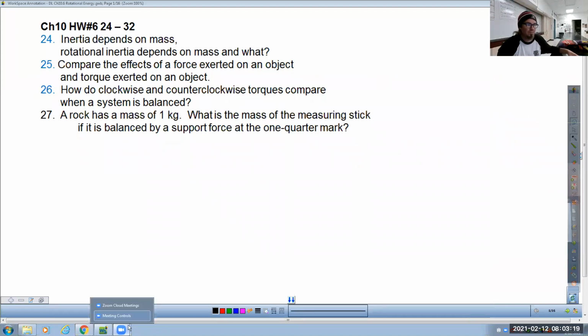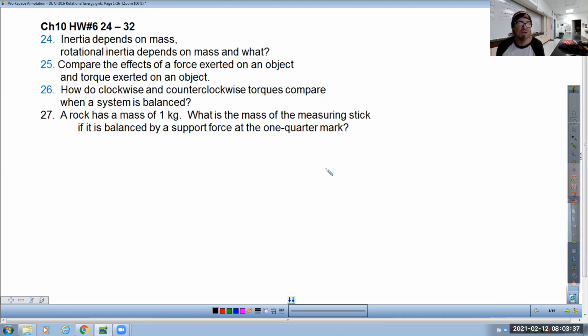Sure, got everything, all my ducks in a row here. Excellent. Questions 24 to 32. Yes, I know. Why is it number 6? Shouldn't it be homework number 5?